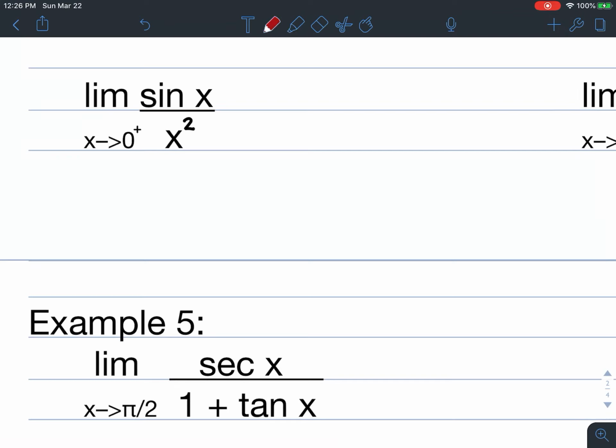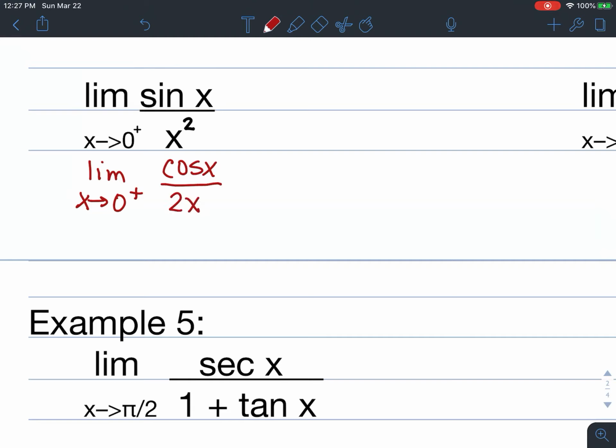Okay, so here we have sine of x over x squared, which will give me 0 over 0, so I'm going to use L'Hopital's rule. So we're going to change this to the limit as x approaches 0. Now this is from the right. The derivative of sine x is cosine x, and the derivative of x squared is 2x.